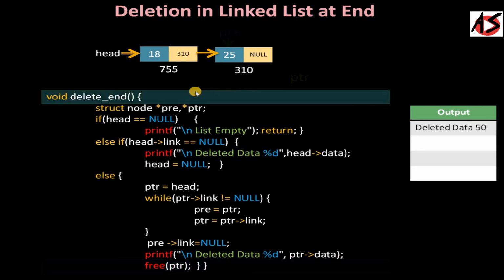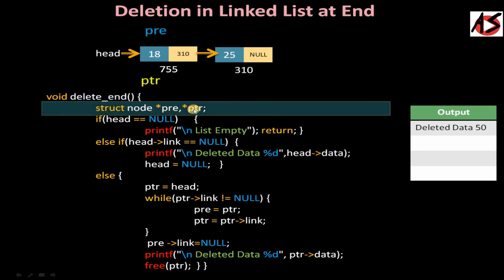Now again we will call the delete end function. So we are trying to delete the last node, that is 25. So we are creating two variables, previous and ptr. So you can see here this is ptr and this is the previous pointer.